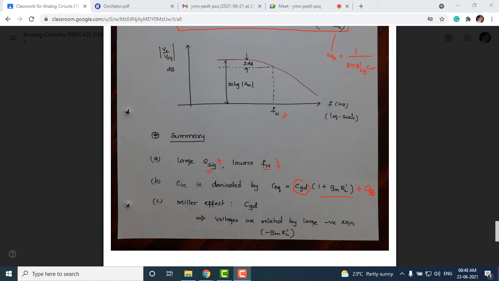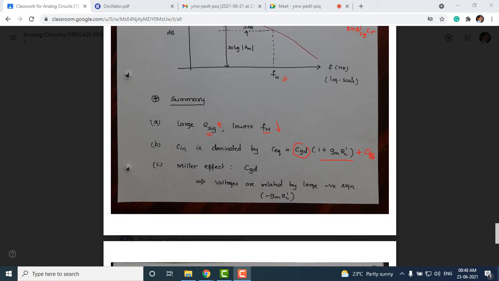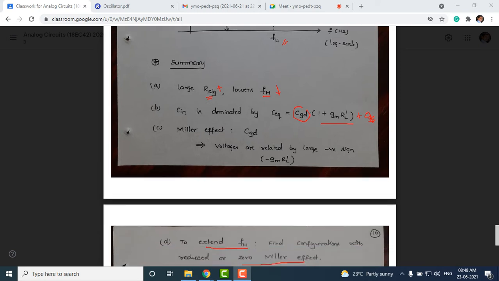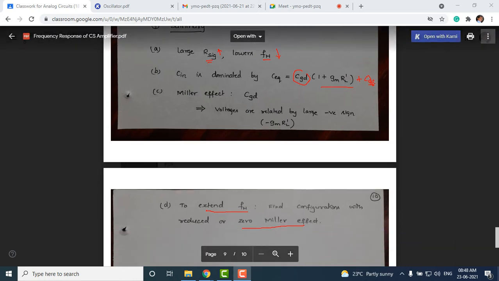So, lower the signal resistance, higher the cutoff frequency, and we have also shown the input capacitance expression, which is CGS plus CGD times 1 plus gm into RL. There is a scaling factor here which increases the gate to drain capacitance due to the Miller effect, and the Miller effect is in fact a drawback.